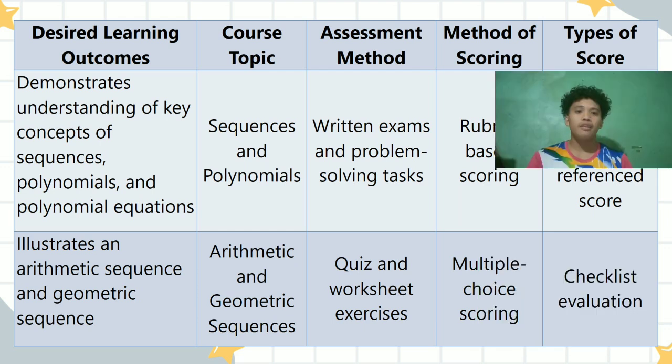The second course topic is arithmetic and geometric sequence, and the desired learning outcome of this course topic is to illustrate an arithmetic sequence and a geometric sequence. The assessment methods used are quiz and worksheet exercise. The method of scoring is multiple choice scoring, and the type of score is checklist evaluation.